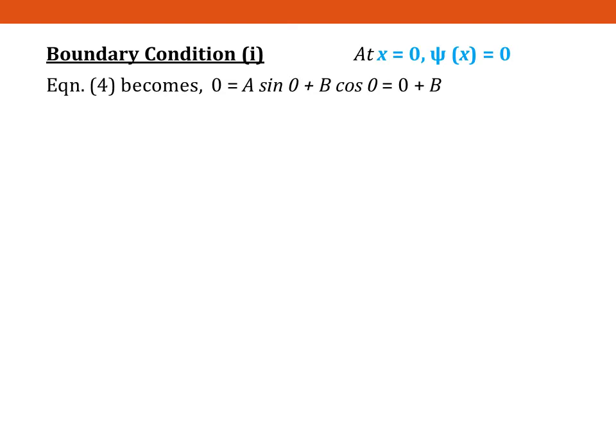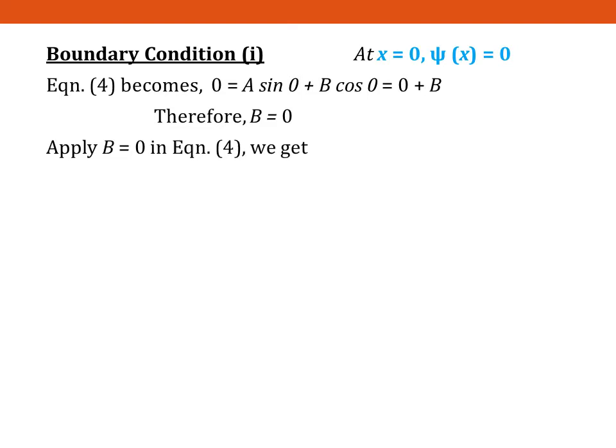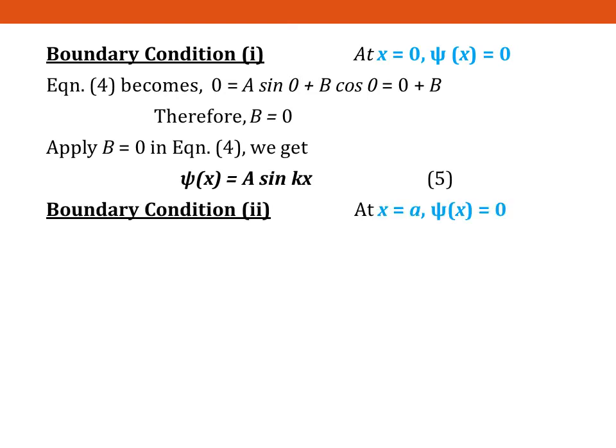Equation 4 turns out to be 0 is equal to a sin 0 plus b cos 0, which is 0 plus b, which results in b being equal to 0. This value of b is substituted in equation 4, and we have therefore psi of x equal to a sin kx, which we denote as equation 5.